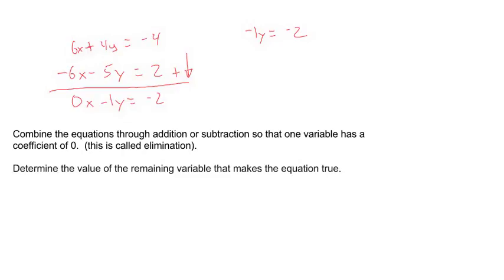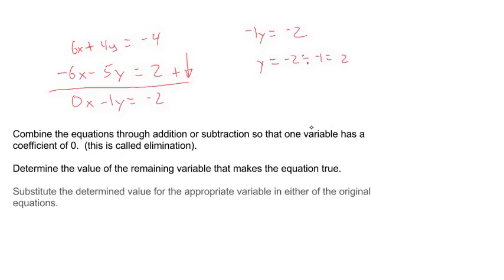And now I need to determine the value of my remaining variable, which is y, that makes this equation true. Well, if -1 times y is equal to -2, then -2 divided by -1 is going to equal y. So I get a +2. And then I'll substitute this determined value, right? I've determined that y must equal +2 into the appropriate variable in either one of the original equations. And that's an important step. Especially since I've modified that top equation, I'm going to go back to the one that I haven't touched at all.